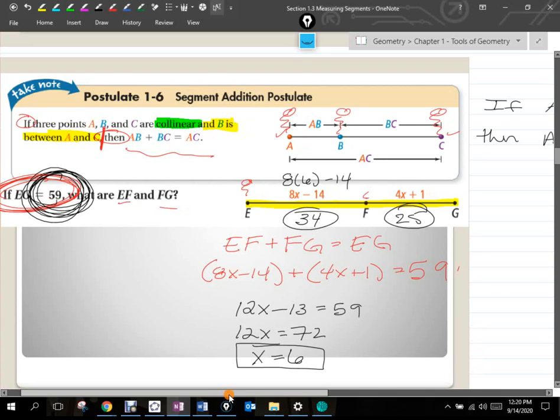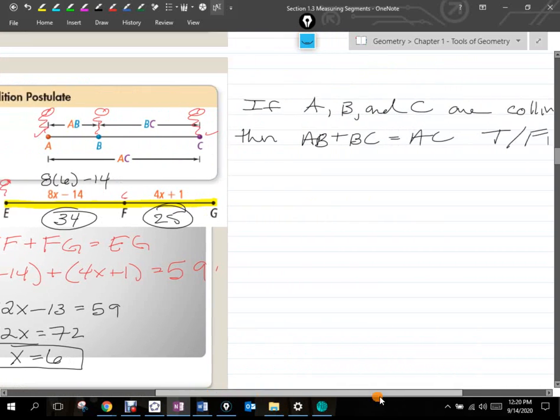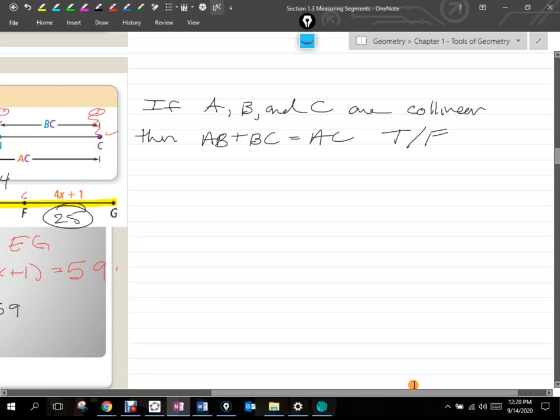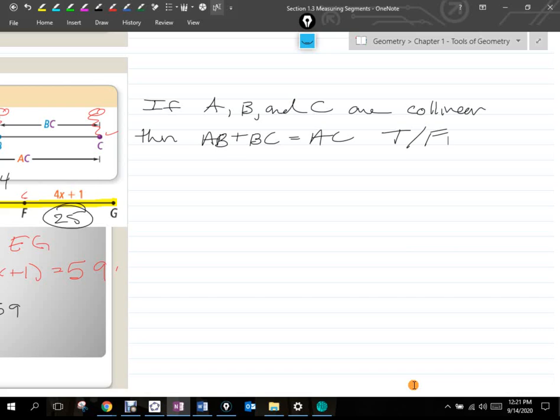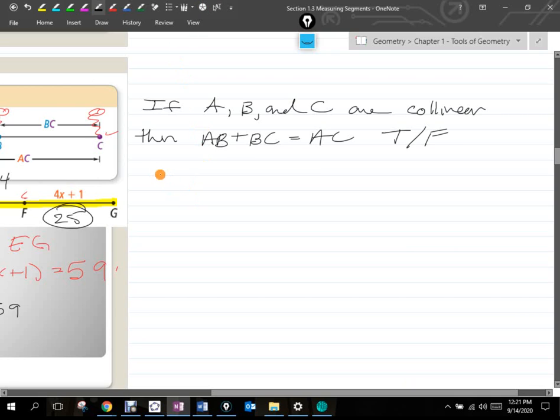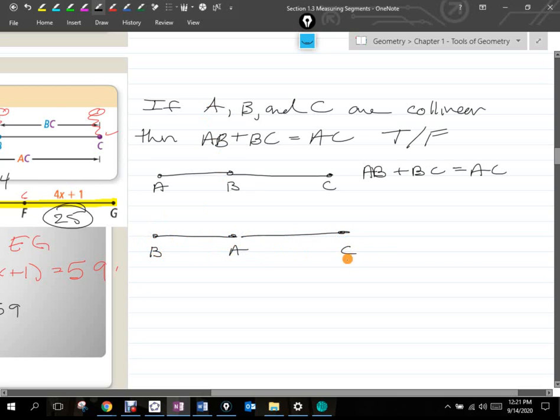The original statement says if A, B, and C are collinear and B is between A and C. Did I include that betweenness statement here? No. So I'm not telling you which point is between the other two. So if I say A, B, and C, would you agree that A to B plus B to C does equal AC? Would you say that is true right there? But because I didn't specify, I could also have this set up: B, A, and C there. Would AB plus BC equal AC? Is that true or false?